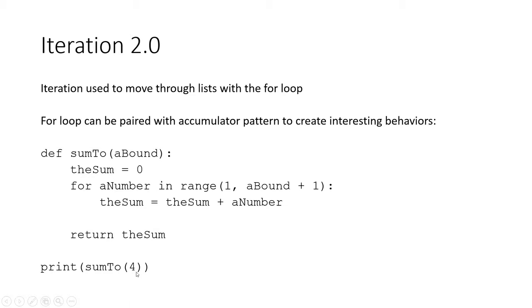So in the case we want to find the sum to 4, we would do this and we would start out with 1. A number would be 1 plus 0 equals 1. Store that in the sum. Then a number becomes 2. So we have 2 plus 1, that's 3. 3 plus 3 is 6. And 4 plus 6 would be 10. And this would return 10 and print that out for us.